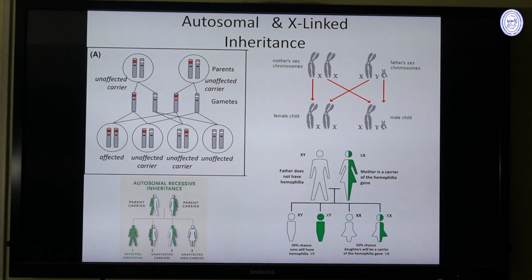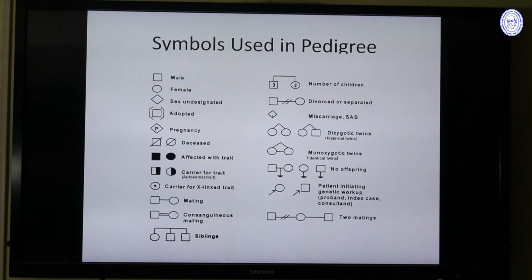So, in case of inheritance of certain traits or genetic factors, there may be two types of inheritance. One is autosomal, that is the gene responsible for the trait is located on the autosomes. Or it may be on the sex chromosomes. If it is located on the X chromosome, it is called X-linked inheritance. If it is located on the Y chromosome, it is called Y-linked inheritance. So, the inheritance can be basically of two types, autosomal and X-linked or Y-linked.